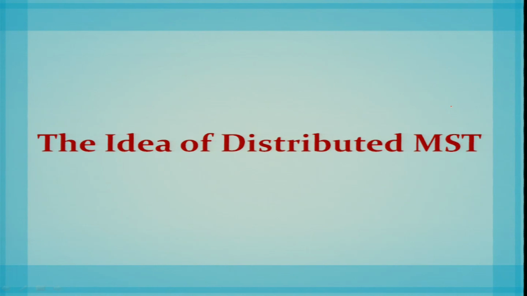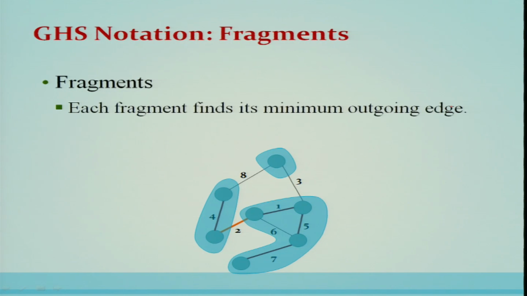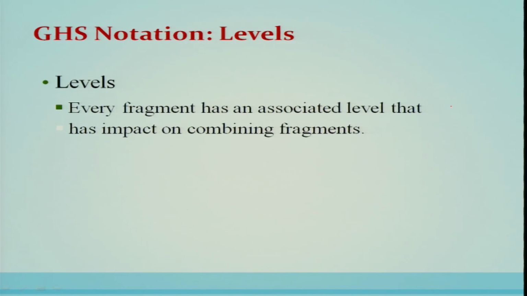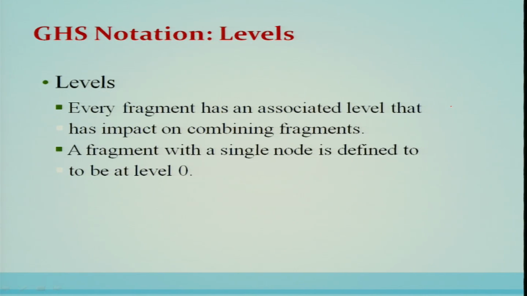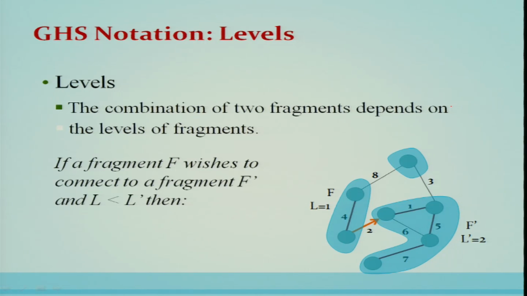The idea of distributed MST. GHS notations. First, fragment: every node starts as a single fragment. Each fragment finds its minimum outgoing edge, then it tries to combine with the adjacent fragment. Every fragment has an associated level that has an impact on combining fragments. A fragment with a single node is defined to be level 0. The combination of two fragments depends on the levels of the fragments.